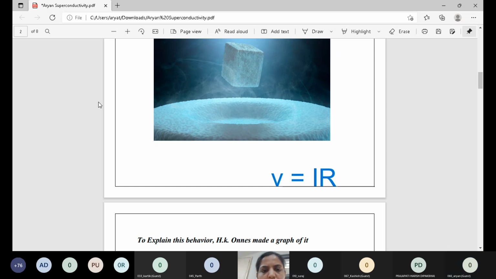Yes, ma'am. Means, ma'am, we can store energy in superconductor and we can use it when we need. We can store, energy cannot be stored. It is continuously showing current. We can use, definitely we can use.